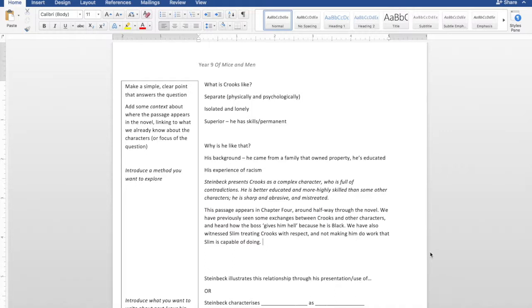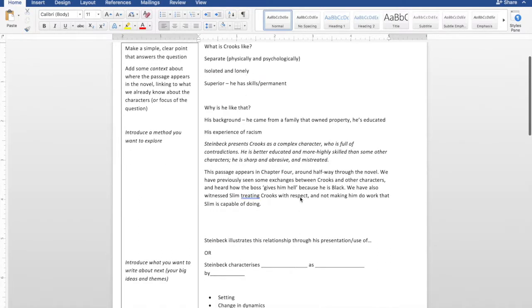And it's the first step, I would say, before you annotate, is making sure, right, okay, I can recognize where this appears in the novel. So what we've done now is that we've come up with our thesis statement and we've come up with our passage, with our context here. The next step would be to introduce a method you want to explore.